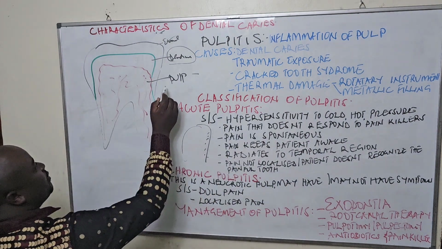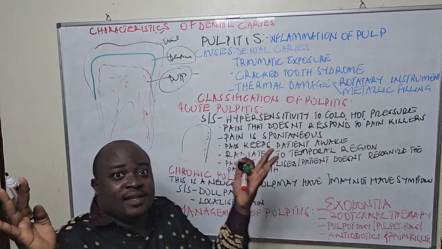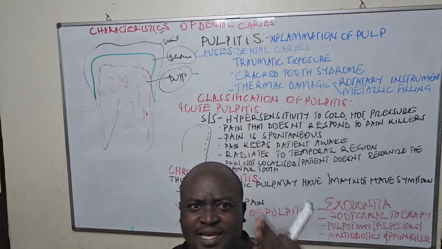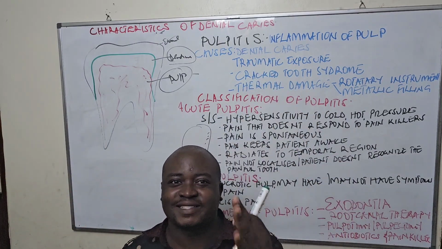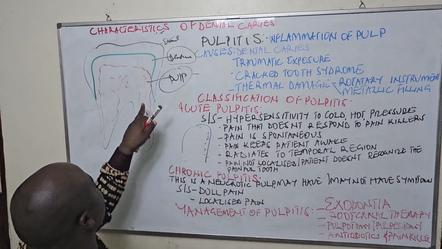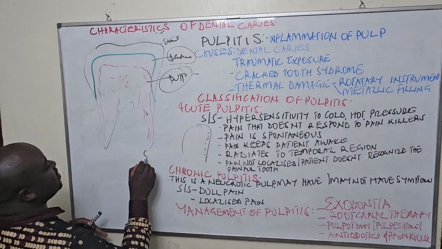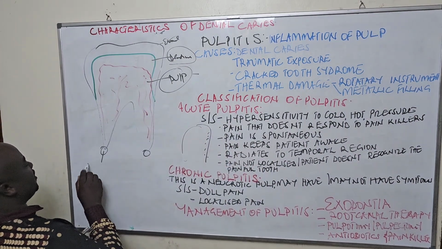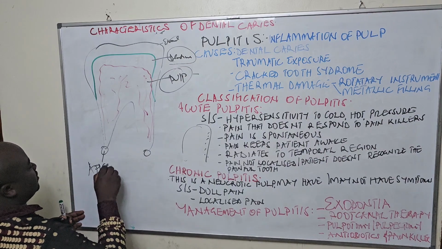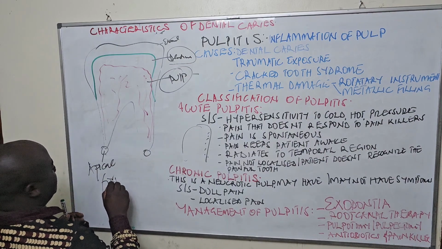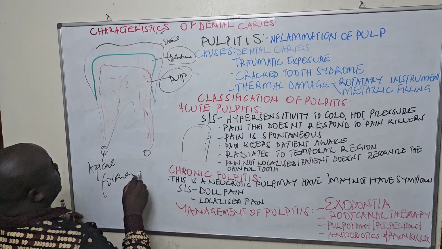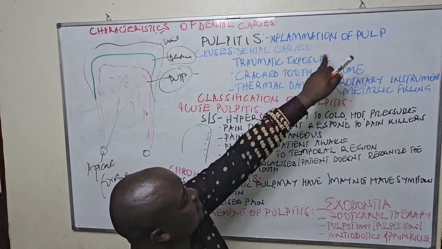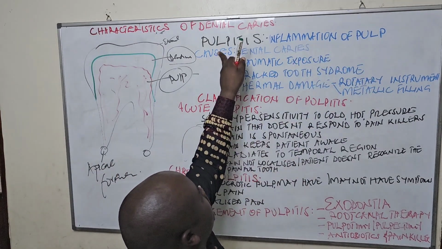Now we are in the pulp. We expect pain in the pulp because pain is brought about by the nervous system, and we have these nerves that are going to enter the tooth through the apical foramen. So here we have the inflammation of the pulp.